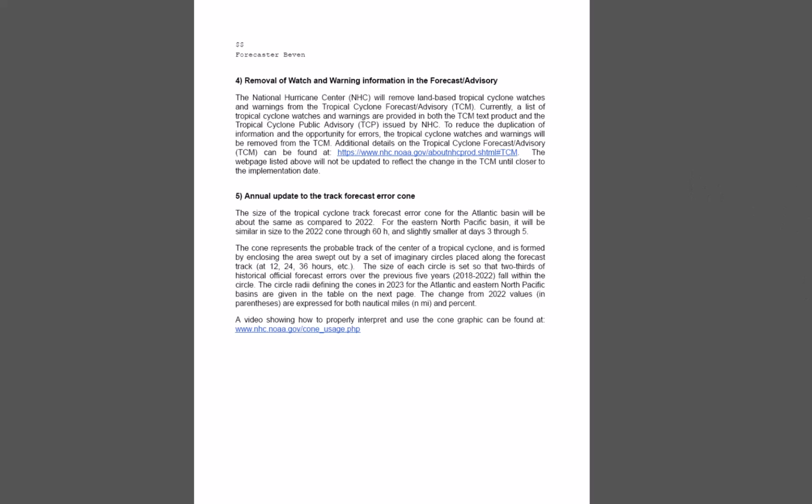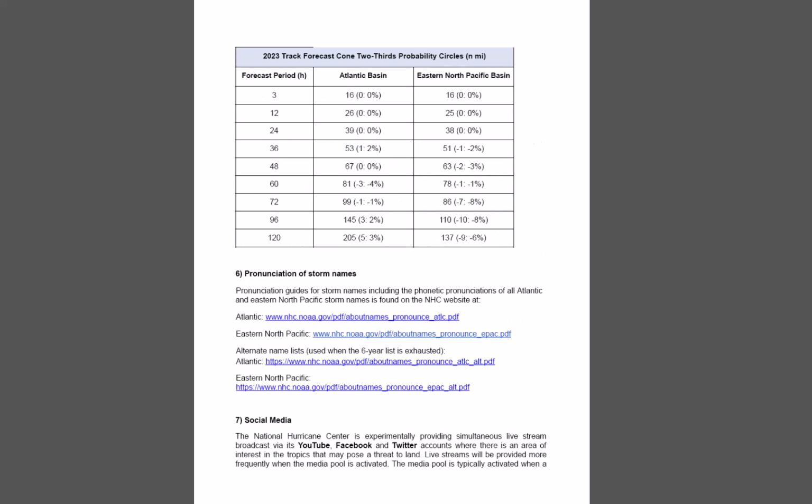They have removed the watch and warning information from the forecast advisory, which affects us here. It doesn't really affect you much. And of course, the annual update to the forecast error cones has already been included in the Hurrtrak system. That's an example of that.